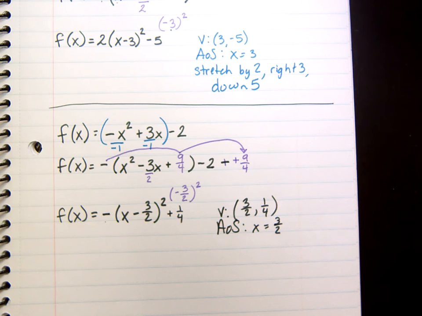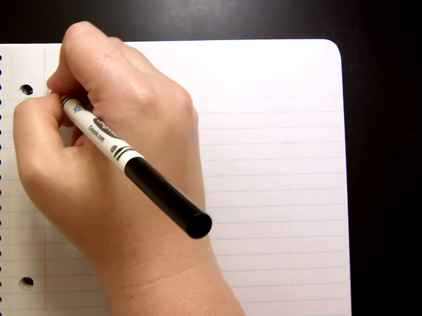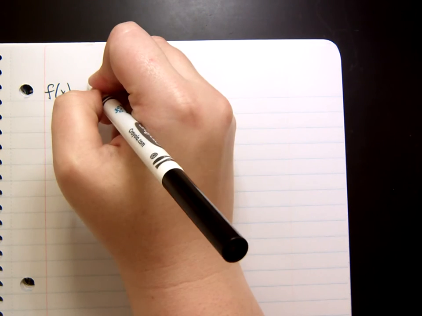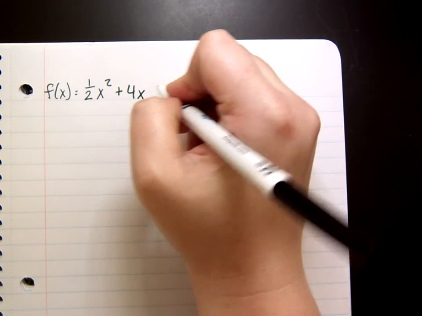One more example I'm going to do, just to show you what you would have to do if we had a fraction already in the function. So if we had a fraction already in the function, let's take 1/2 x squared plus 4x plus 7.